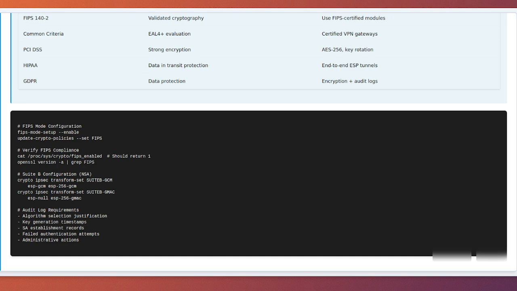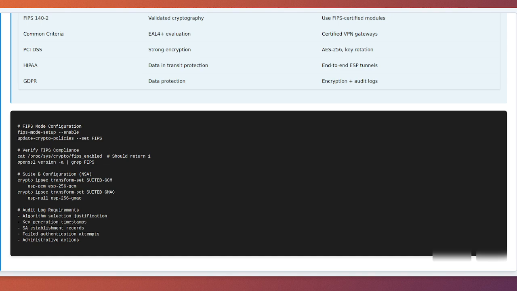of AES. Audit and documentation requirements are often overlooked, but are crucial for compliance. Maintain detailed records of algorithm selections, key lengths, and the rationale for these choices. Document key management procedures, including generation, distribution, storage, and destruction.